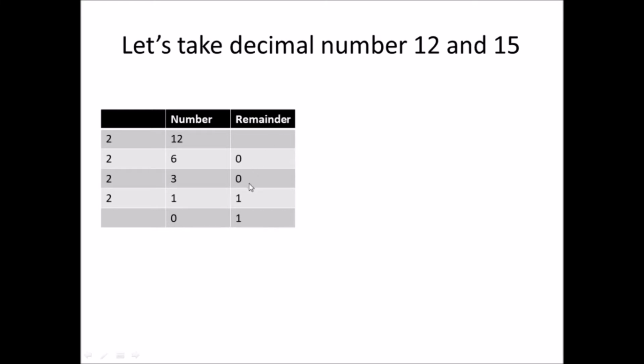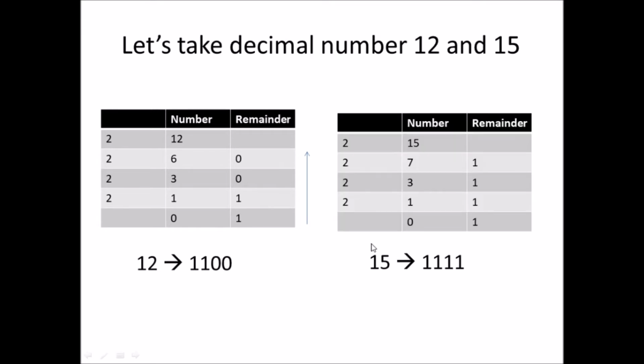Now the remainders are 0 0 1 1, so we have to take the reverse approach, and take this in the manner of 1 1 0 0. So the binary version of 12 is 1 1 0 0 and not 0 0 1 1. Let's similarly do it for 15. If we divide 15 by 2, we'll get 7 and 1 is the remainder. Again with 2, we'll get 3 as the quotient and 1 as the remainder, and similarly we'll have 1 1 1 1. So 15's binary form is 1 1 1 1.